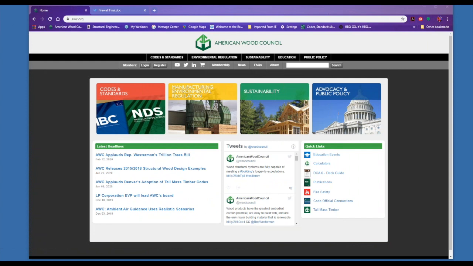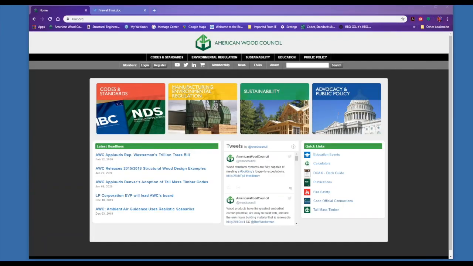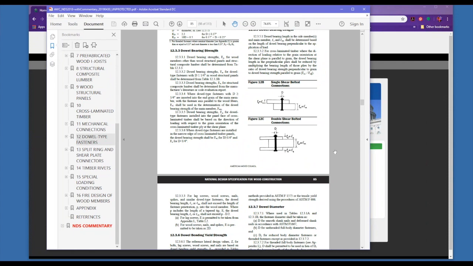Another question came in related to connections, and if you have multiple members in your connections. Yeah, I can take that one. Typically when we design a connection, our equations talk about single shear, where we're connecting 2 members, or double shear, where you might be connecting 3 members. But if you're connecting 4, 5, 6, whatever members, that's covered in NDS 12.3.9.